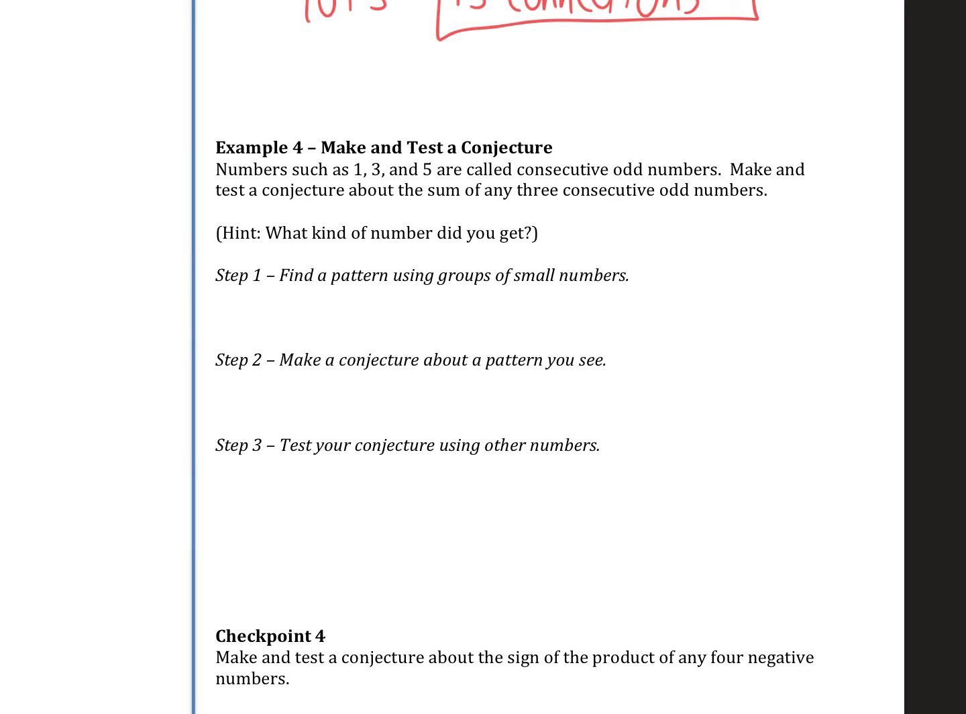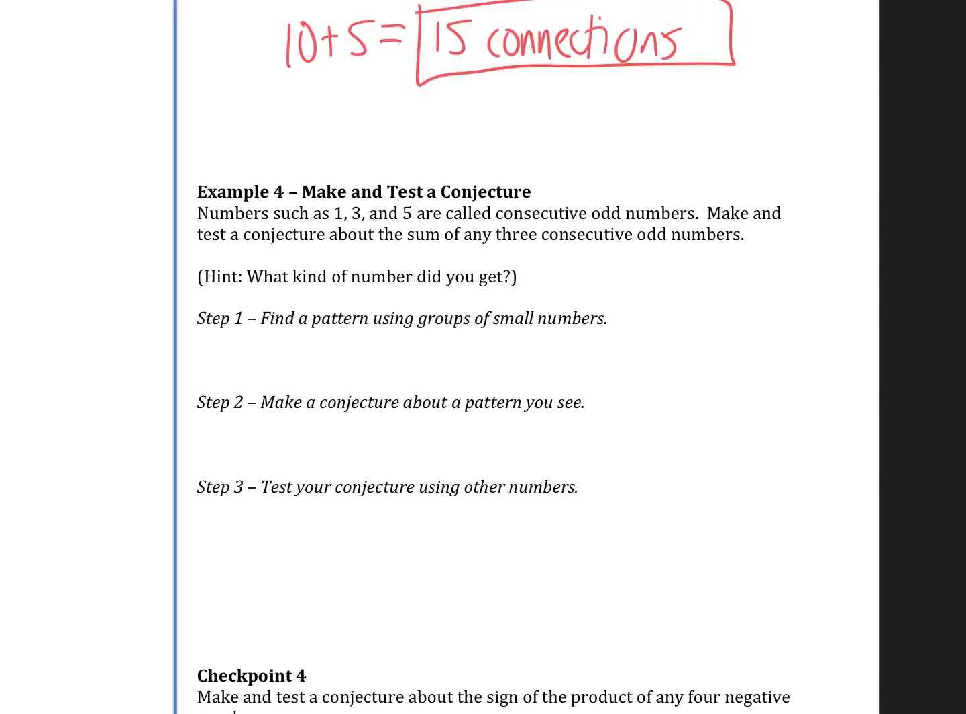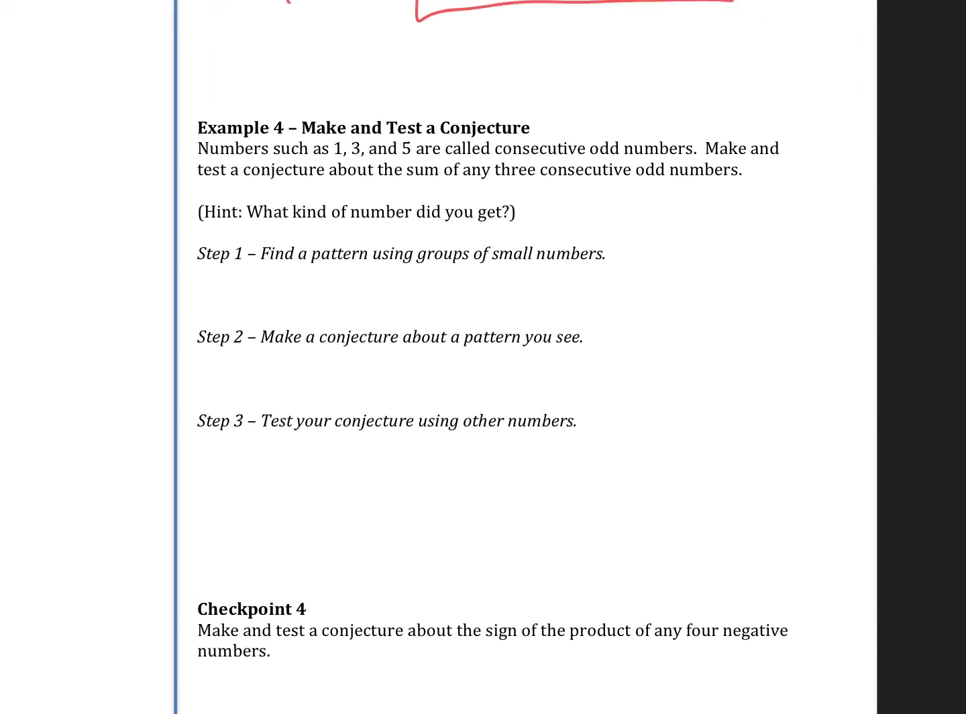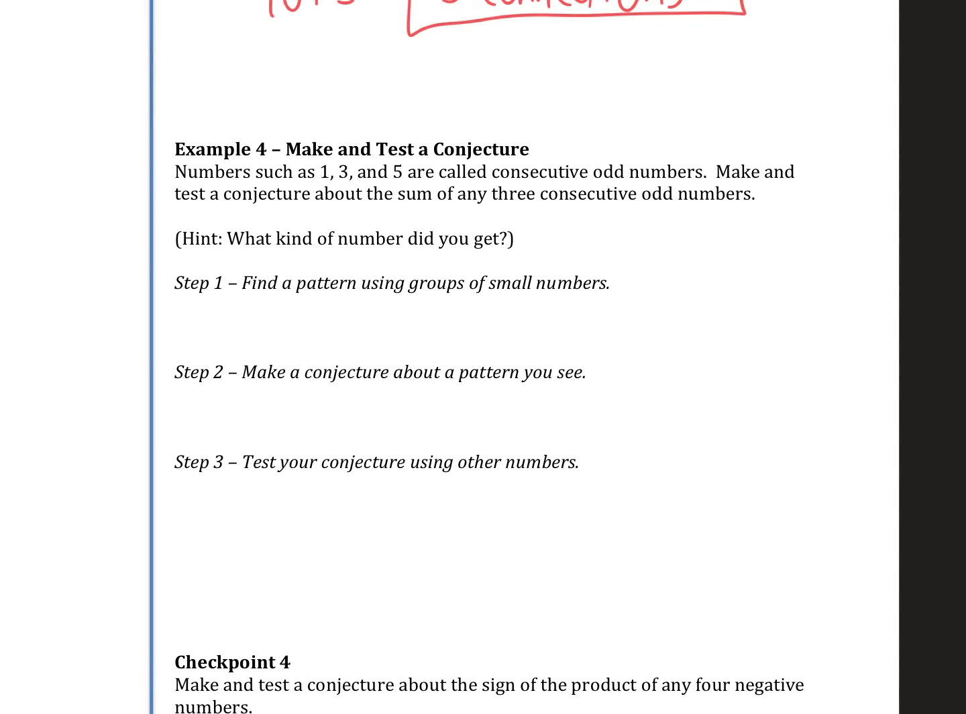Okay? All right, so make and test a conjecture now. So we're trying to make a rule and test it. It says numbers 1, 3, and 5 are called consecutive odd numbers. Make and test a conjecture about the sum of any 3 non-consecutive numbers.